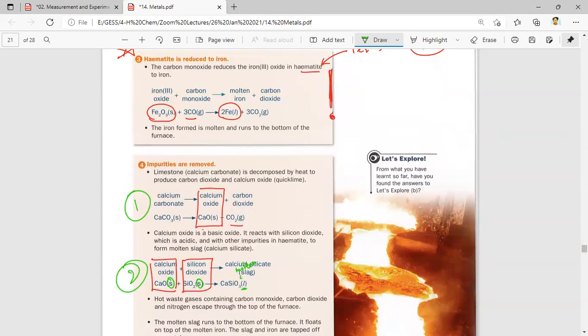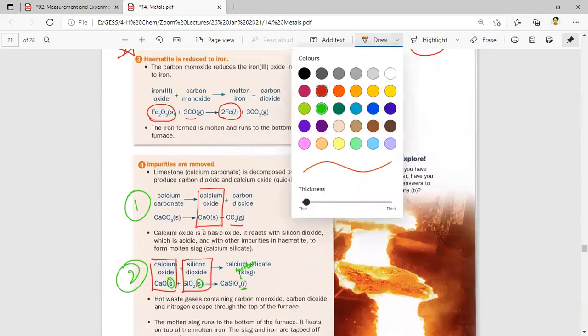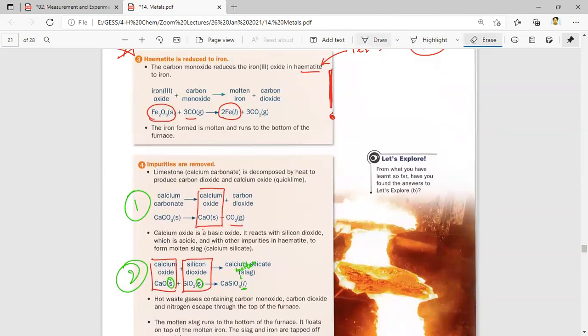These 5 steps, if you start from step 3, actually it's not difficult if you understand the whole flow of what's happening within the reaction itself. So for this whole blast furnace, you must remember the description. That's the first thing you must remember: how to describe each of the steps.